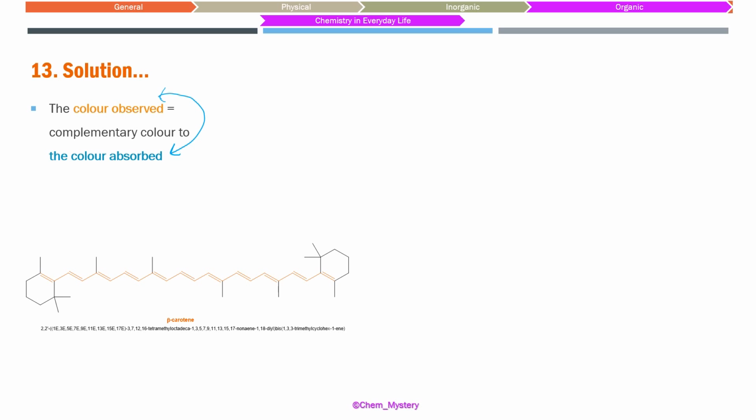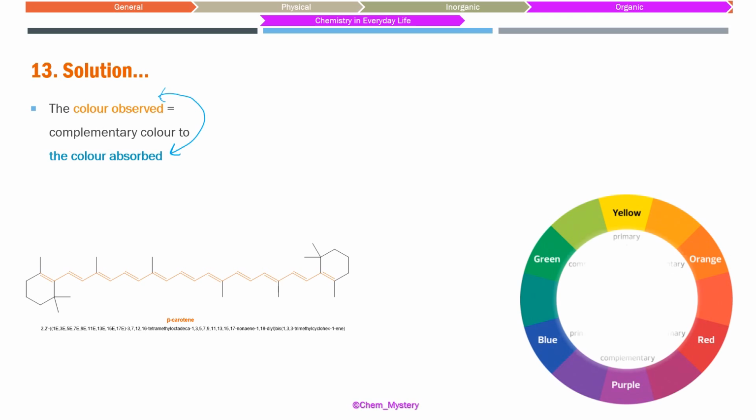then what color this compound would be absorbing will be the diametrically opposite color, which we call the complementary color. So this red-orange color will have a complementary color to this one. This will be the color absorbed by beta carotene, and this will be the color observed. This is the color absorbed by beta carotene, and this is the color observed for beta carotene.